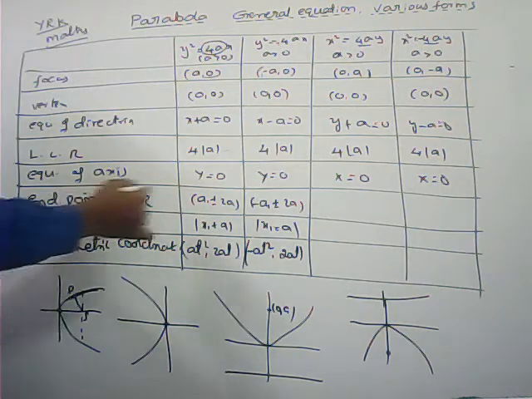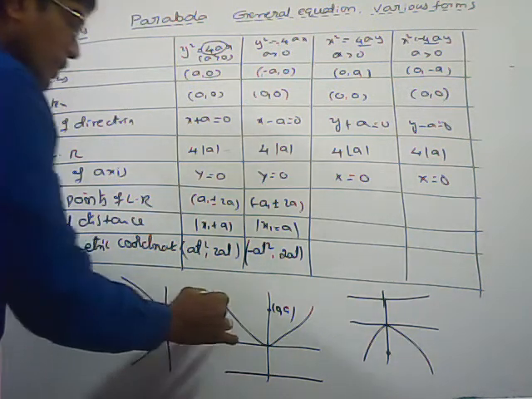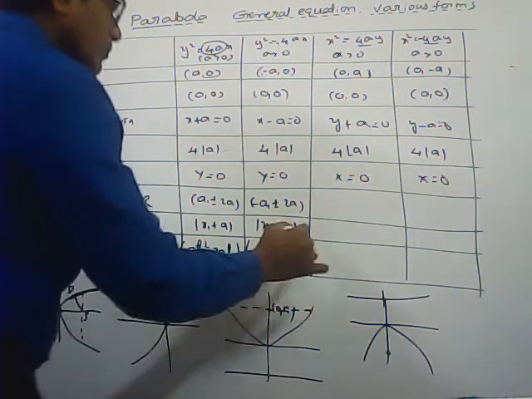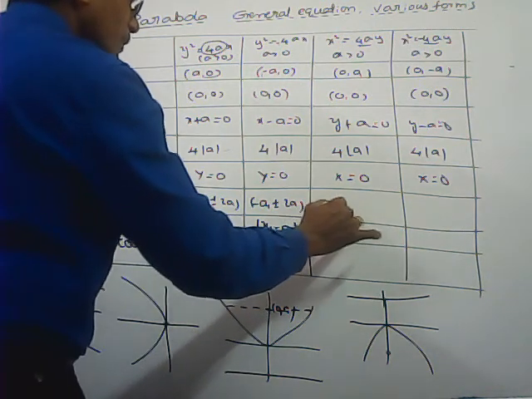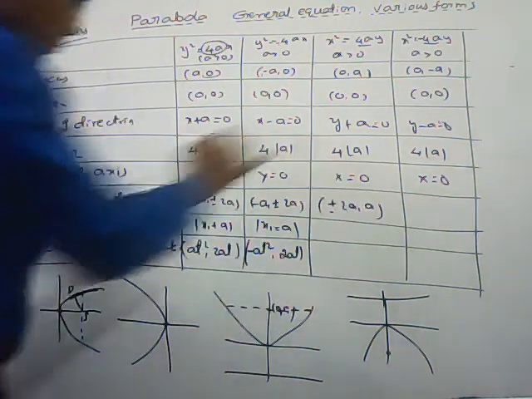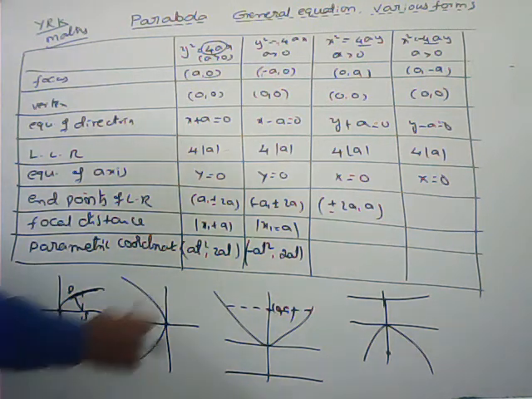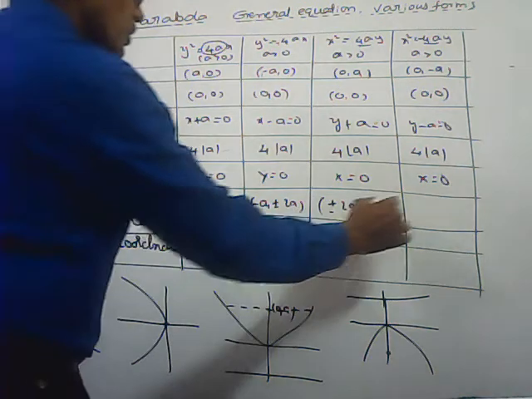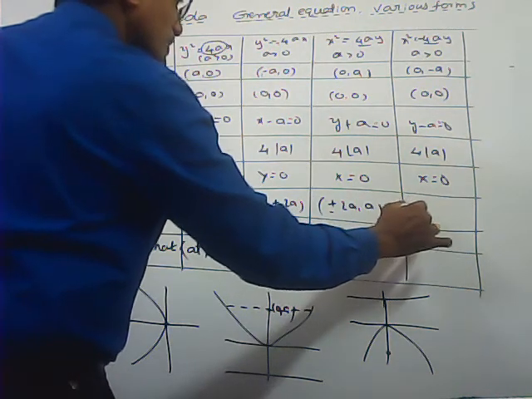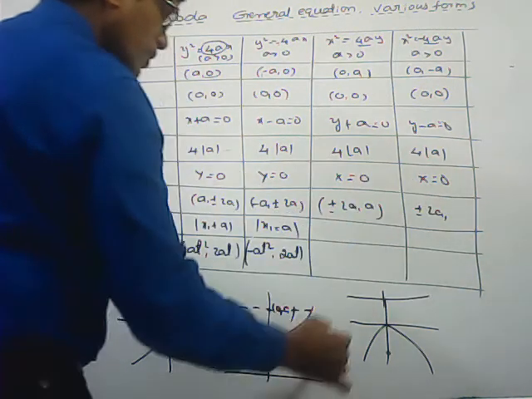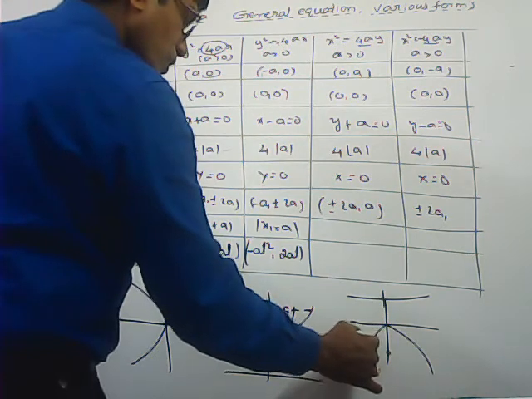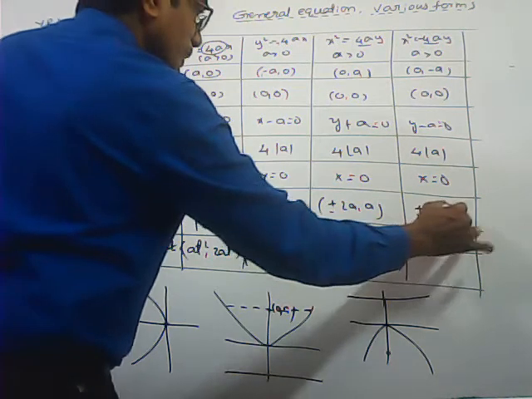Here end points of the latus rectum. What are the end points of the latus rectum here? Plus or minus 2a comma a. Those are the end points of the latus rectum. Next, here also plus or minus 2a comma minus a.